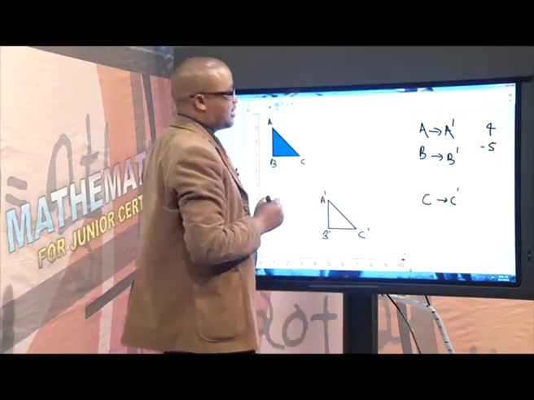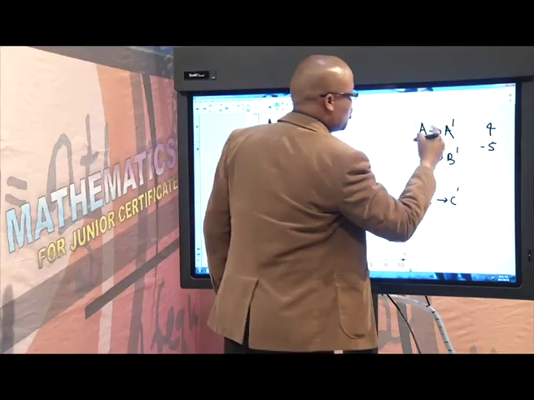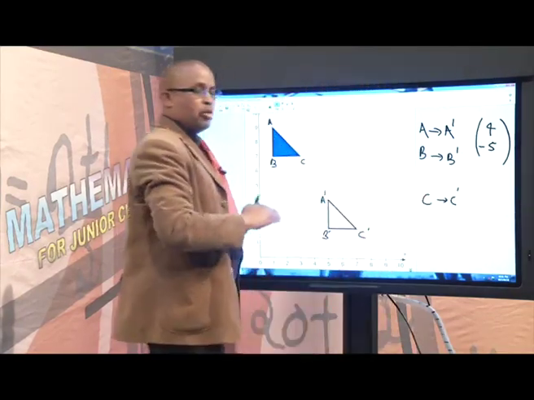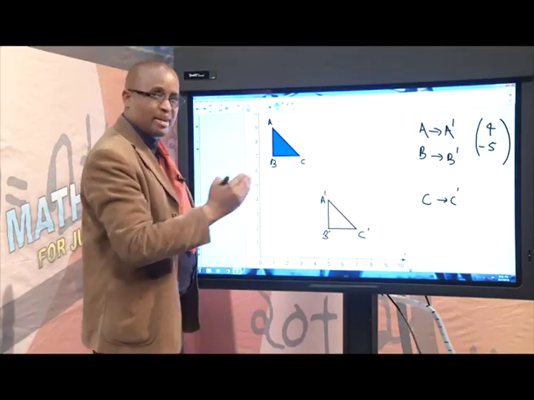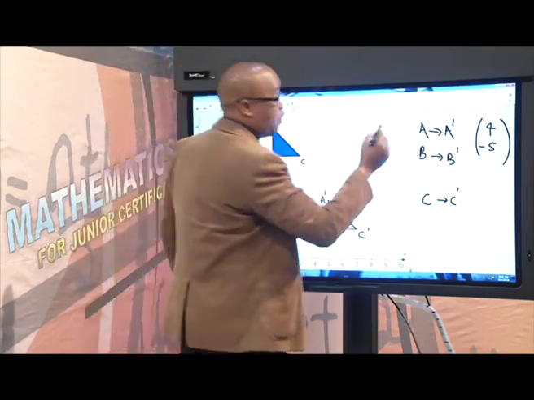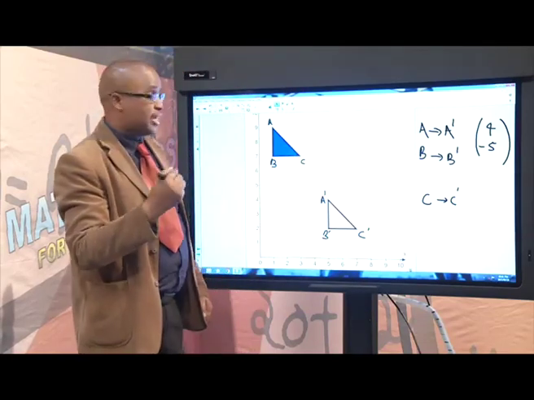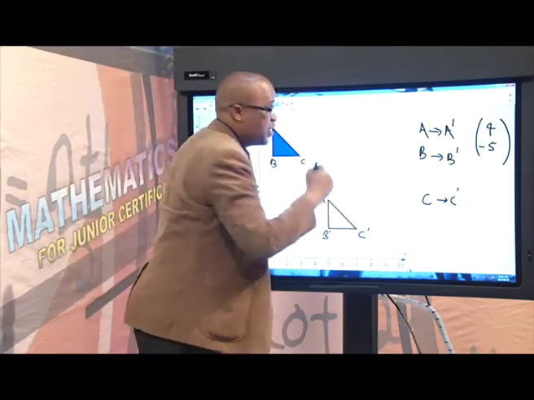So what we are simply saying is to move from point A to A prime, you have moved 4 steps towards the right hand side and then 5 steps down. So the vector here is (4, negative 5). Let us check if this is what we are still going to get when moving from point B to the image of B.